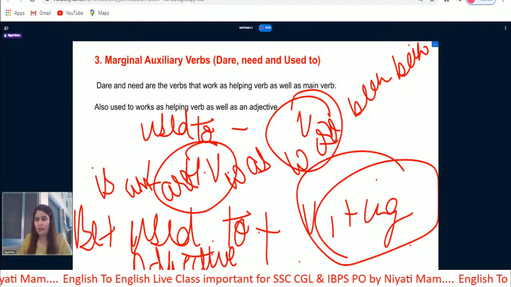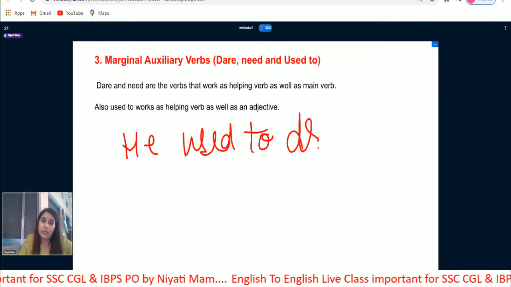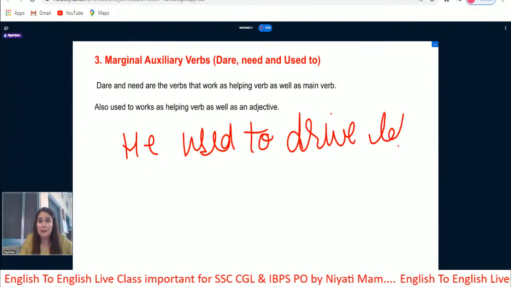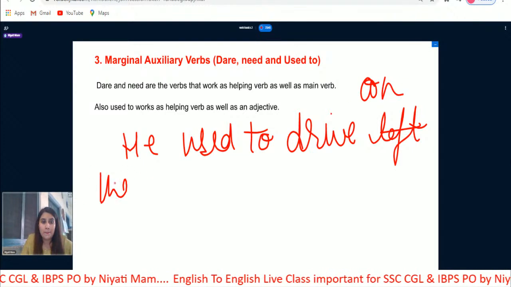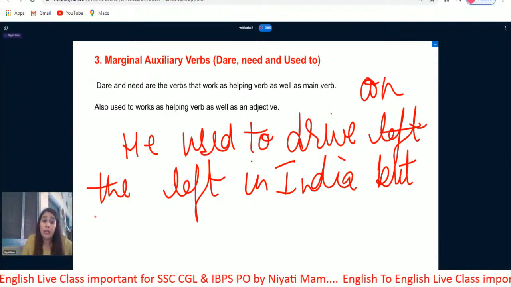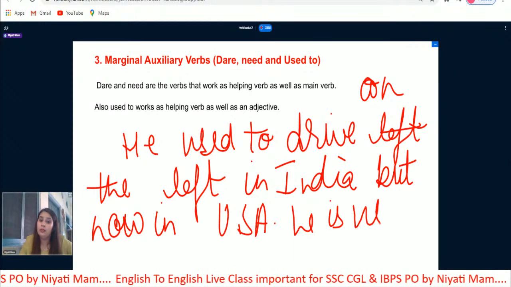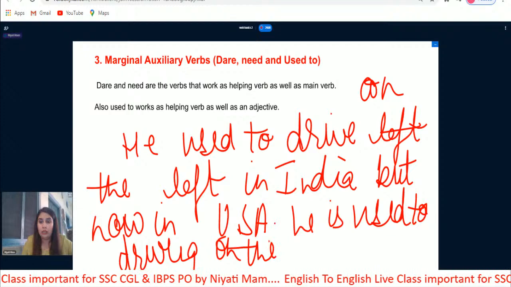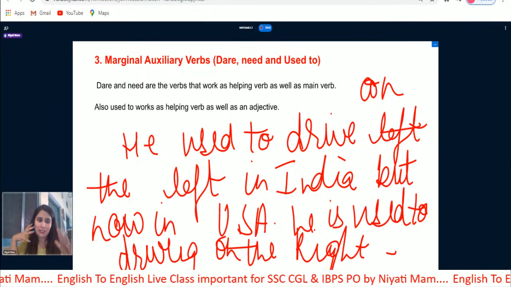Now, let us see. Let me give you first example sentences. He used to drive on the left in India, but now in USA he is used to driving on the right. See, I do not know whether we drive left in India or right in India, but I just framed the sentence to try to understand that.